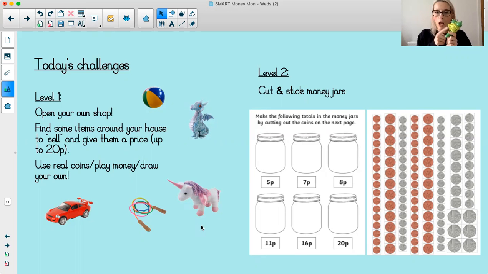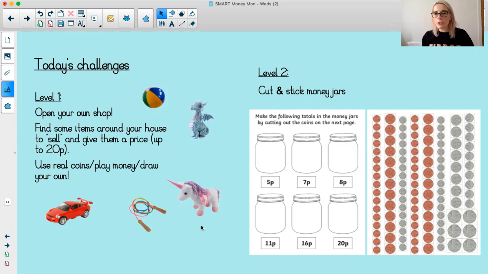We're going to try and make all our prices up to 20p. So see if you can work with up to 20p. If you're feeling brave, you can go above that, but up to 20p would be a really good price for our things today. Or look, I've got a little worm or a snake, I could sell him. Or some books. I've got some books. I could sell some books. I'm going to give each of my items a price up to 20p.